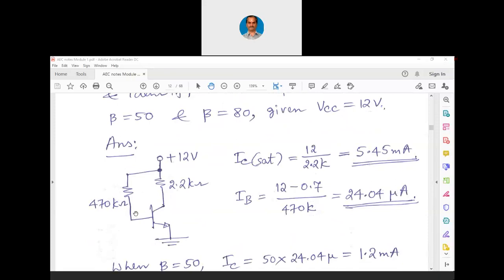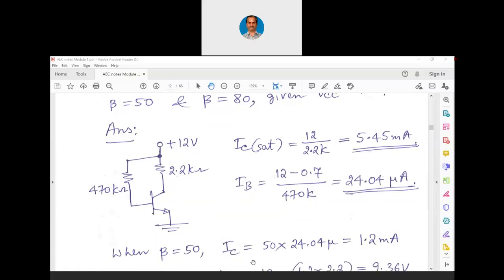470K. So IC sat is how much? IC saturation you can find out directly: 12 volts divided by 2.2K, because in saturation there will be no drop across the transistor. So IC sat is 5.45 milliampere. This we require for plotting the load line. And IB is 12 minus 0.7 divided by 470K, that is 24.04 microampere. So for beta equals 50, IC is 50 times 24.04 microampere, which is 1.2 milliampere.